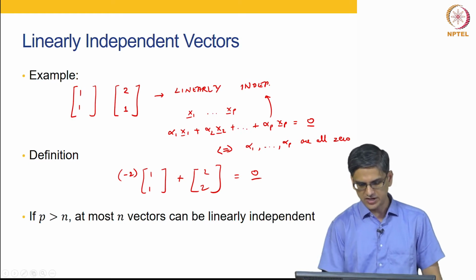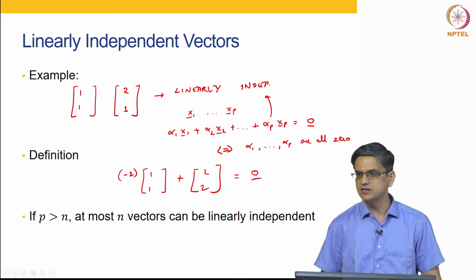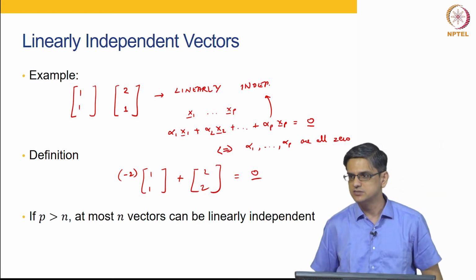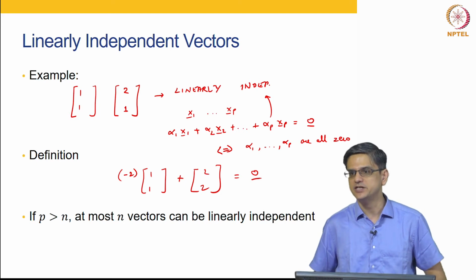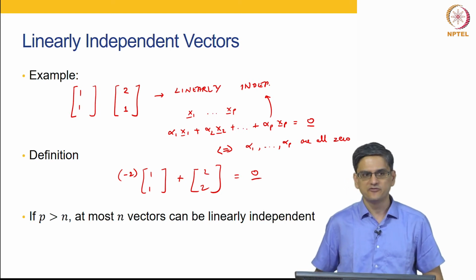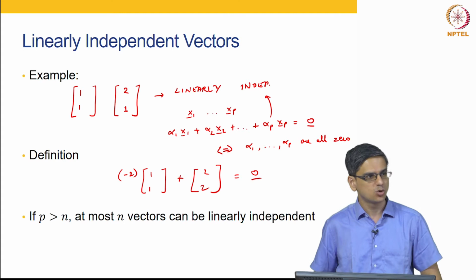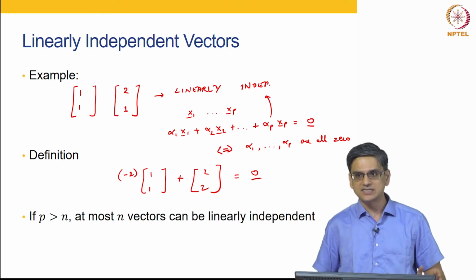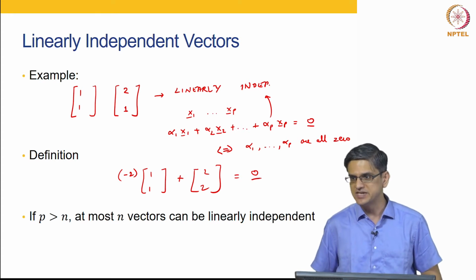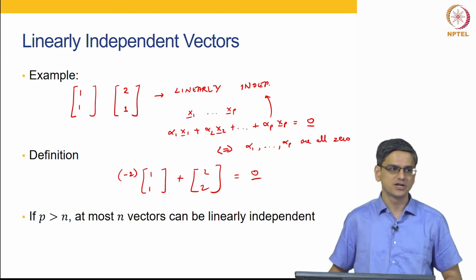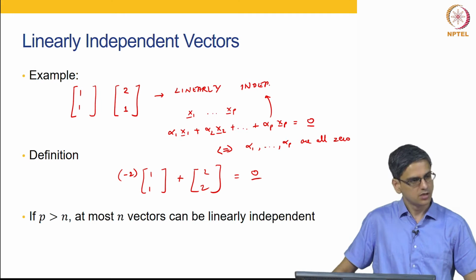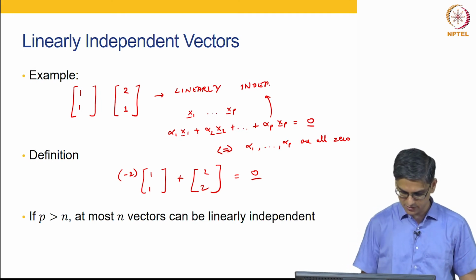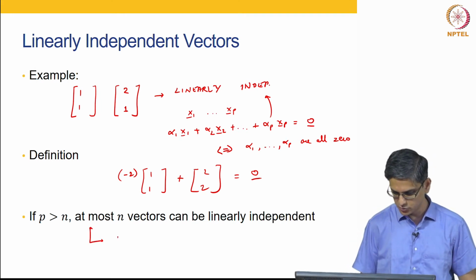If the number of vectors x1 to xp is greater than the size of those vectors, the dimension of the vectors, then those vectors cannot be linearly independent. So, if x1 bar, x2 bar, x3 bar and so on are vectors in n dimensional vector space, then at most you can have n linearly independent vectors. This is something in your first assignment I am asking you to prove.